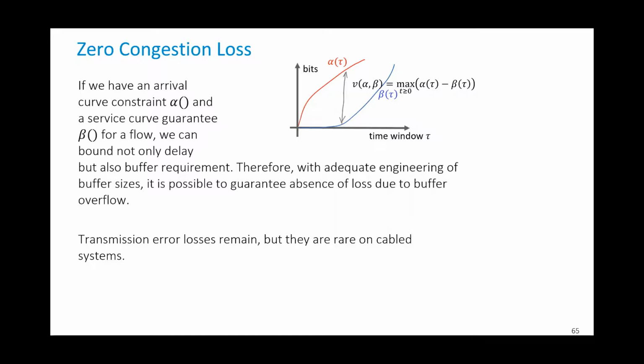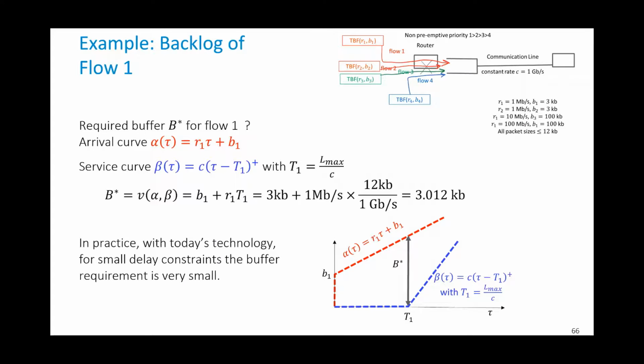So one estimate is this vertical deviation between the two. So if we guarantee to every priority, if we use priority, to every flow in general, a buffer size that's given by this, there will never be buffer overflow. So we'll never lose packets simply because there is buffer overflow. The calculation is very simple.